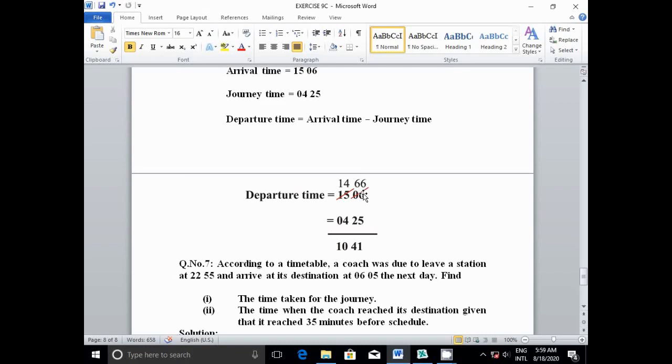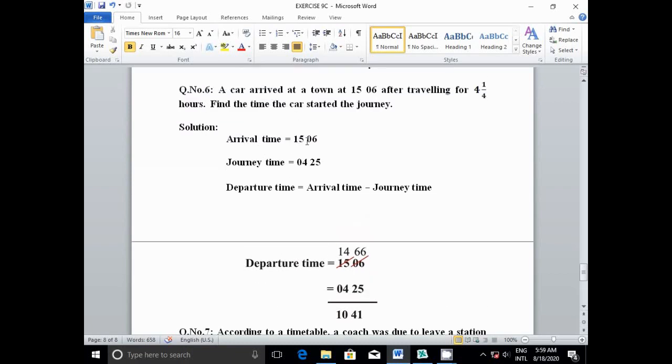And then we have left 14 hours. Now if we subtract 25 from 66, we have 41 minutes. And then if we subtract 4 hours from 14 hours, we have left 10 hours. So this means that the departure time will be 10 hours and 41 minutes. If we are given the arrival time 15 hours 6 minutes, and the journey time 4 hours and 25 minutes, the departure time can be calculated if we subtract the journey time from the arrival time.